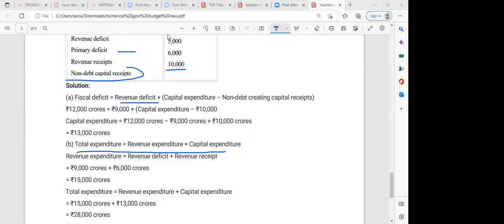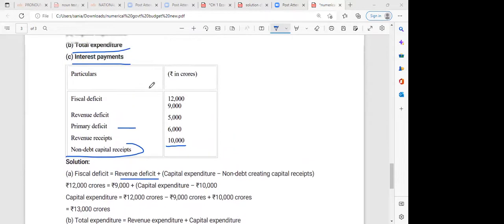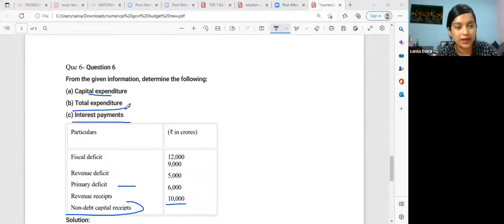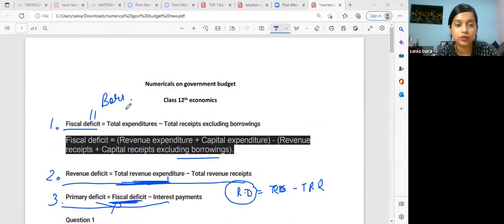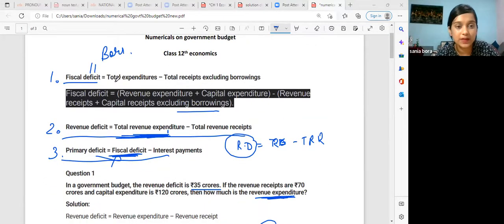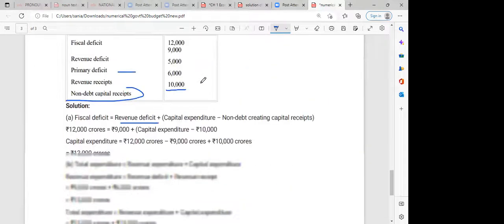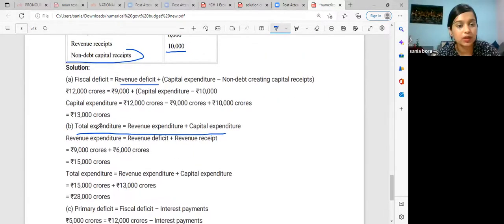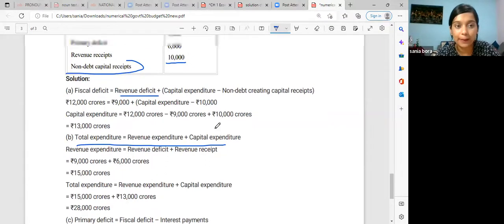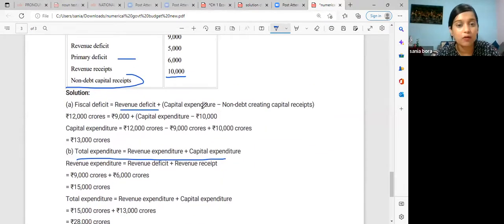Ma'am, can you explain the B part? Okay. So basically here you have to find the total expenditure, right? If we look at the formula, total expenditure is what you have to find. Fiscal deficit is already given, and you have to find total receipt excluding borrowing. Now total expenditure and the capital expenditure, you have already written this, clear?